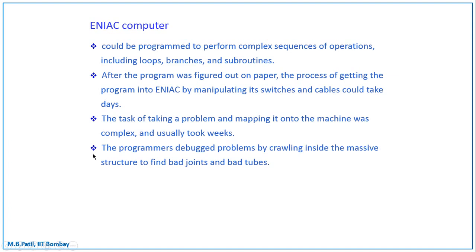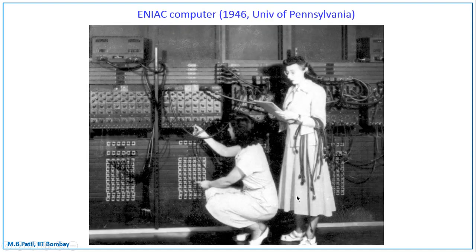This point is very interesting. The programmers debugged problems by crawling inside the massive structure to find bad joints and bad tubes. There was really no other choice, so they had to do that. The first test problem consisted of computations for the hydrogen bomb. Alright, so here are some of the facts and figures about this computer, but you should really look up the internet, and there is a lot of other information over there.